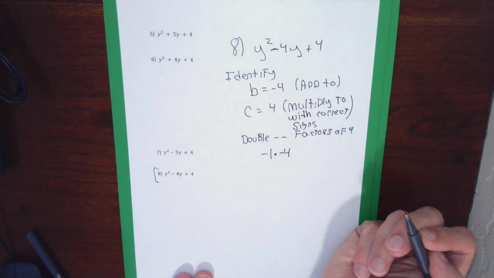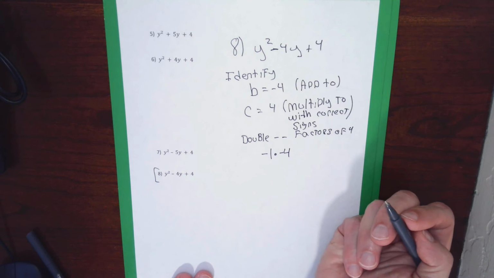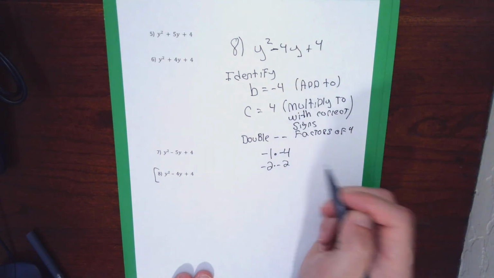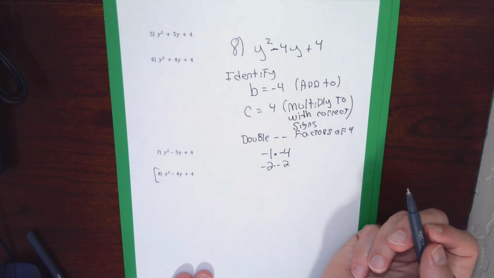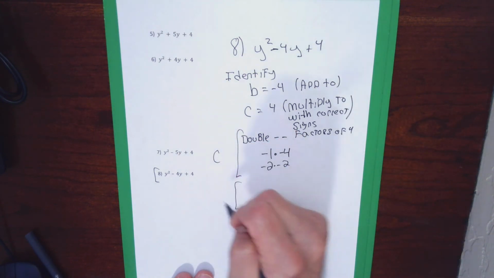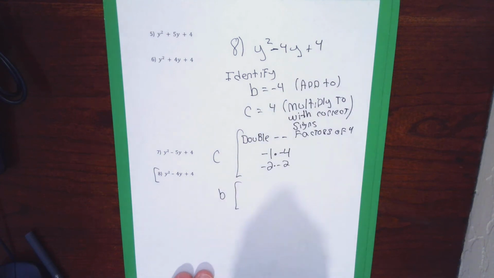Negative 1 times negative 4, they're both negative. They multiply to be positive 4. Negative 2 times negative 2, both negative. They multiply out to be 4. So I'm done working with my c. Now I'm going to work on my b. What do I do with my b?